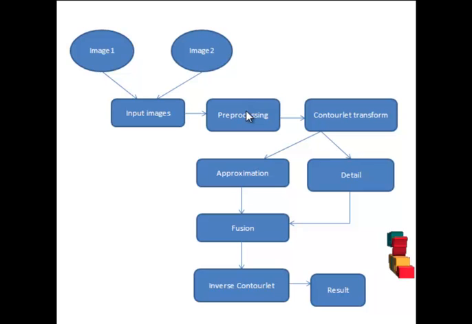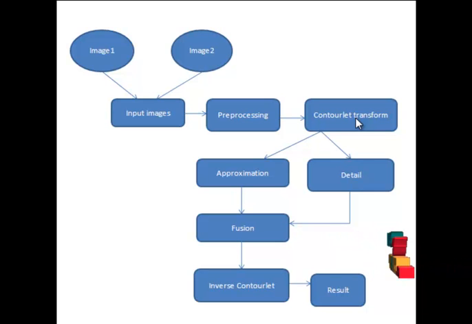In this stage, we are removing the noise from the image. For removing the noise, a Gaussian filter is used. It is a windowed filter of linear class. Based on the weighted mean of neighboring pixels, the noise will be removed. After removing the noise, it will go to the contourlet transform.